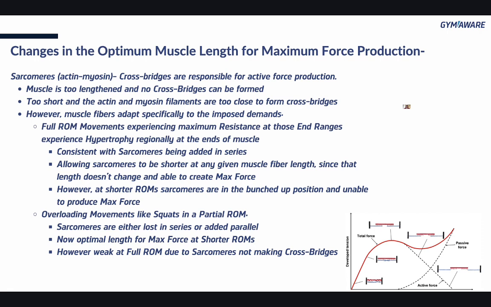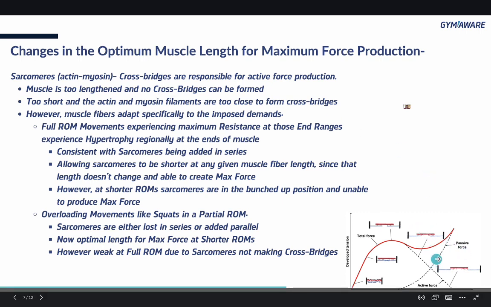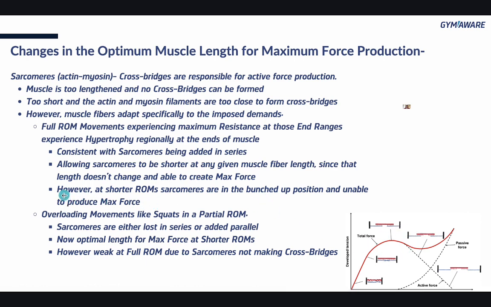Because if there weren't as many in series, that means when the muscle is completely lengthened, each sarcomere is maximally lengthened, and then you have this problem of not being able to create cross bridges. So the adaptation from full range of motion is more in series, creating more cross bridges at this full length of motion. In a shorter range of motion, sarcomeres are bunched up and they're unable to produce the force, like I said.